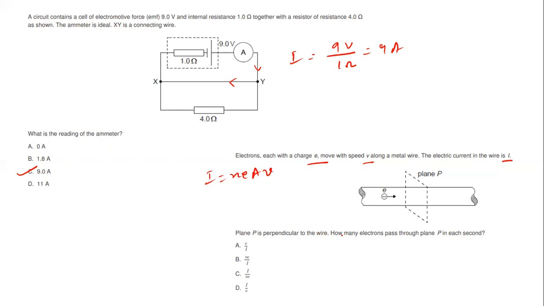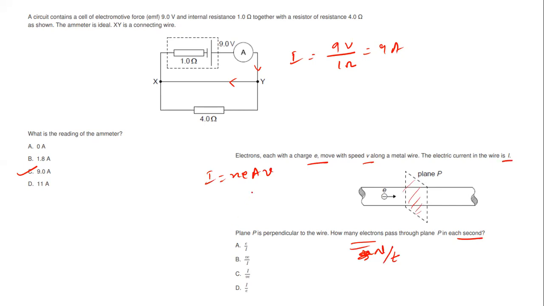Plane P is perpendicular to the wire. How many electrons pass through plane P in each second? How many of them are passing through this? What is being asked once again? How many electrons, which means it is a number of electrons, in each second, N by t. This is what is being asked. Now once again, is a length given? No, length is not given. So you just need to find out the value of N by t.